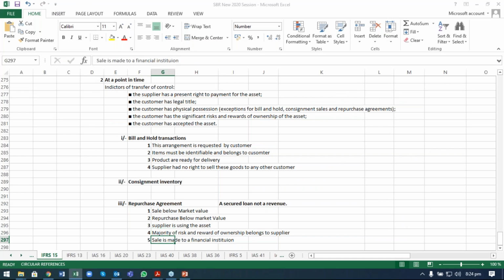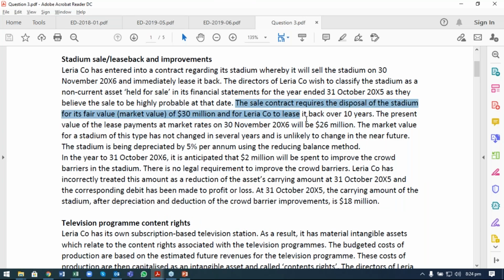Sale is made to the financial institution. We don't find any information within the scenario that this sale was made to any financial institution. Right? Any confusion?